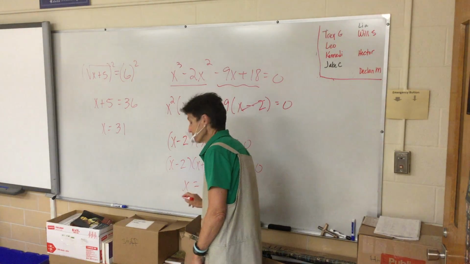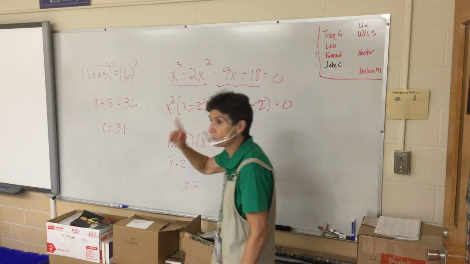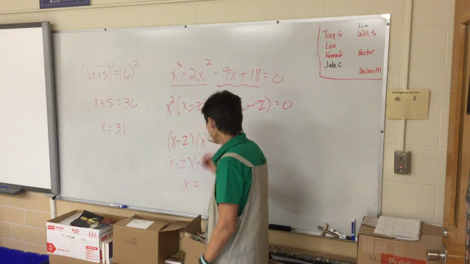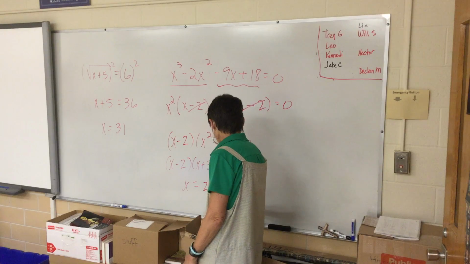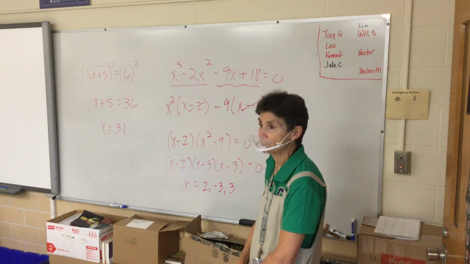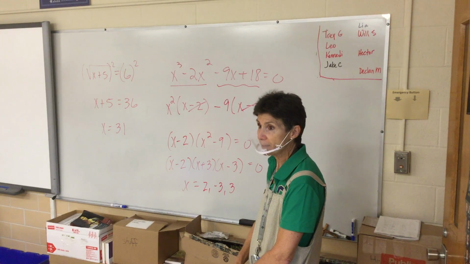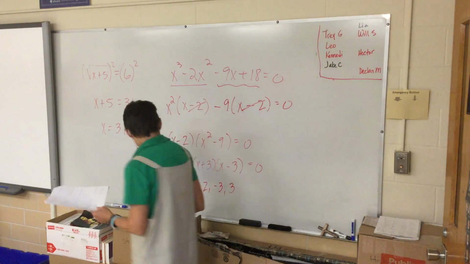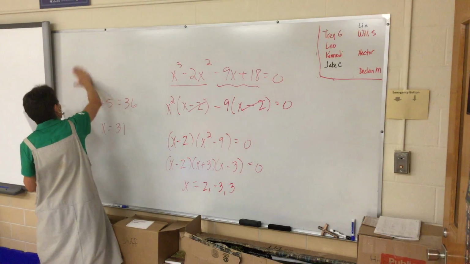No number line. See, that's an equals, right? We only use number lines when we have less thans or greater thans. So I don't need a number line. I just say x equals what? 2, negative 3, and 3. Okay with everybody? All right, next. Oh, now we're going to simplify.